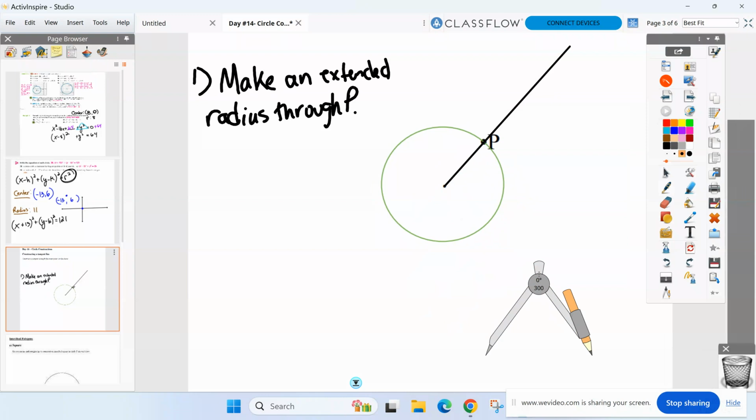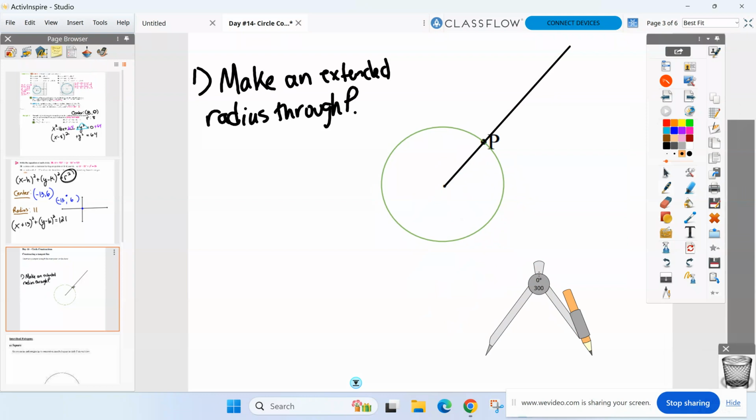Then I'm going to use one of our circle facts to do the rest. When we have this tangent drawn in at the end, what am I going to know about the radius and the tangent? Remember that? A radius drawn to a point of tangency forms a right angle.